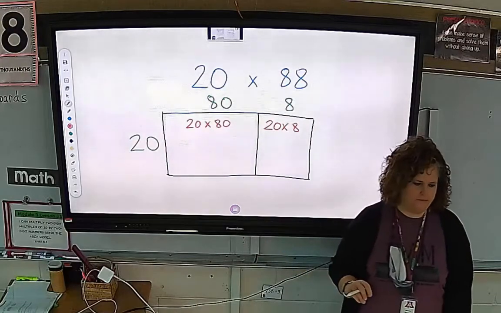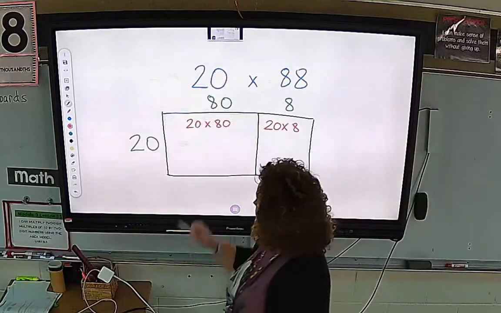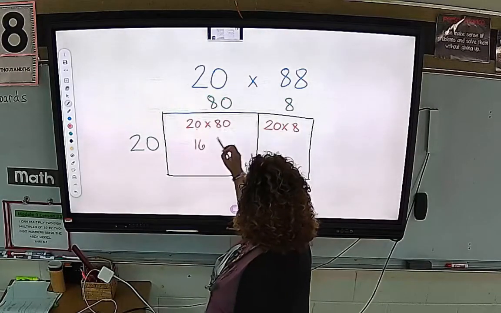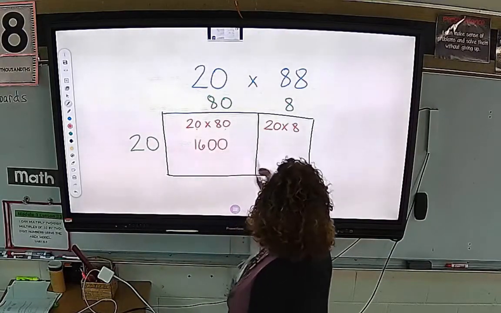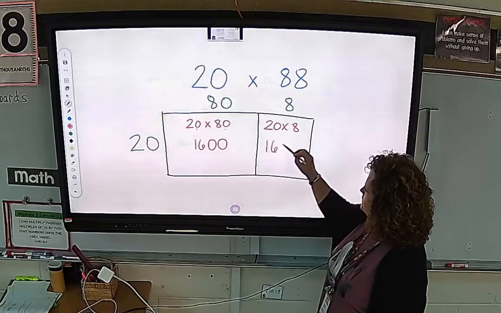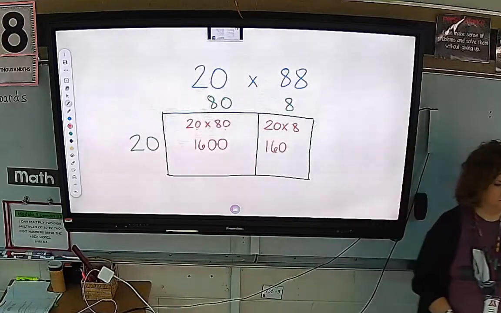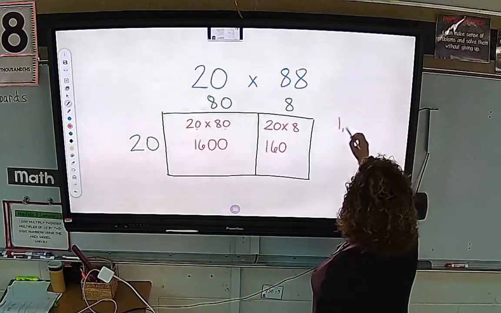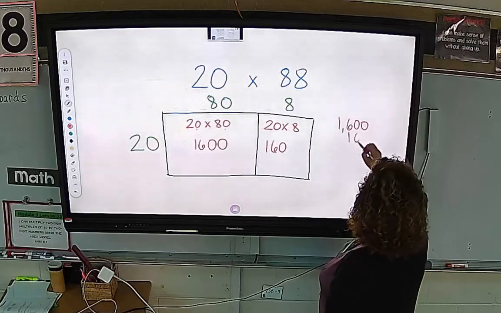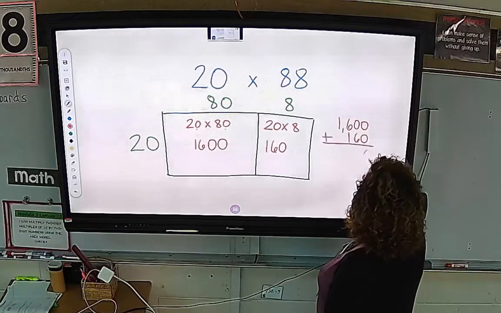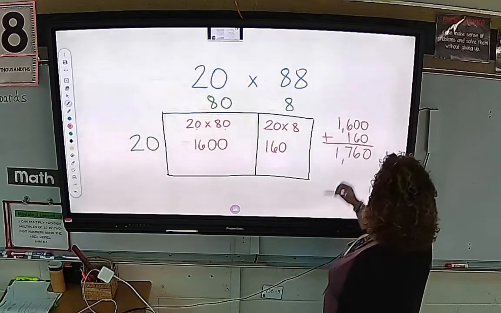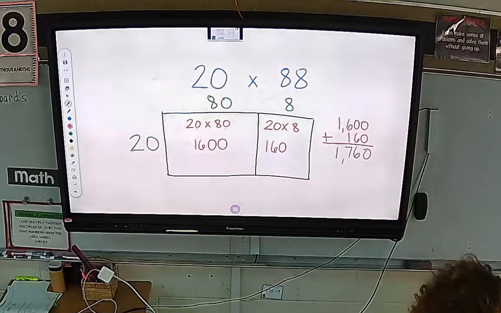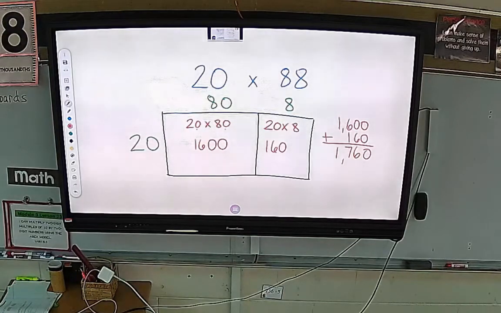Two times 8 is what? 16. 16, and then there are 2 zeros here, so 2 times 8 again is 16 plus 1 zero. So you're adding 1,600 and 160. 1,760. All right, this doesn't feel too bad, does it? Okay. I still like the vision.